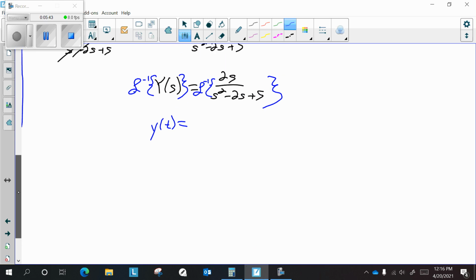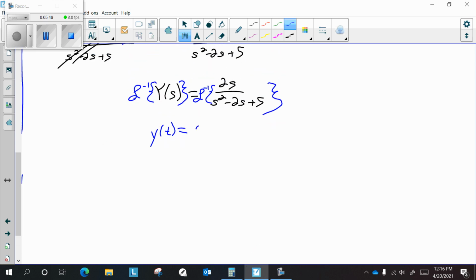So in order to do that, let's pull the 2 out front. That leaves us s over that denominator, and that denominator doesn't factor, but we can complete the square. We want to write this as s minus a squared plus b squared. So in order to do that, we need to take the first two terms and add something to them that will make it a perfect square trinomial. So take half of this number and square it. So negative 1 squared is 1.